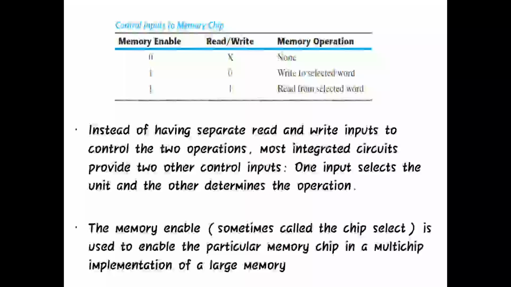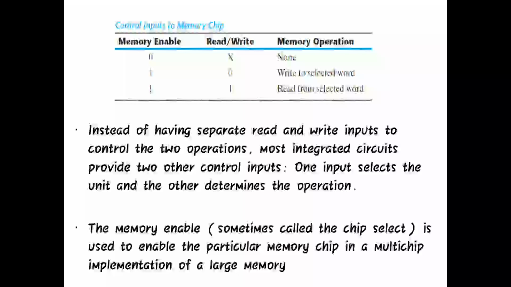If memory enable is 0, that is don't care. X means don't care. It can be read or it can be write. No memory operation takes place. Whereas if memory enable is 1, if our read/write value is 0, write is selected. If it is 1, then read is selected. Instead of separately doing read and write, we can summarize in one table.